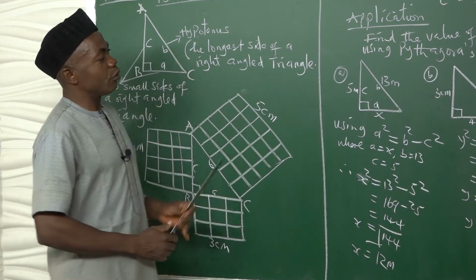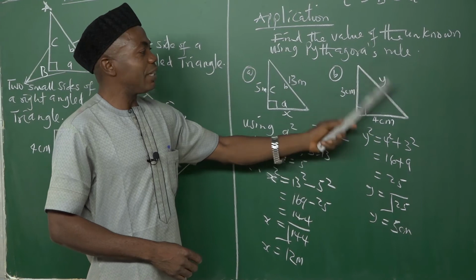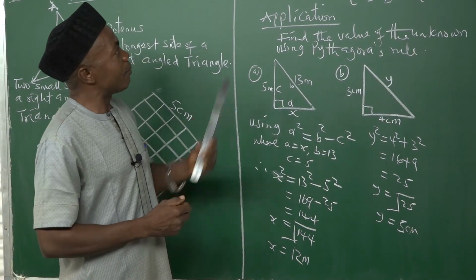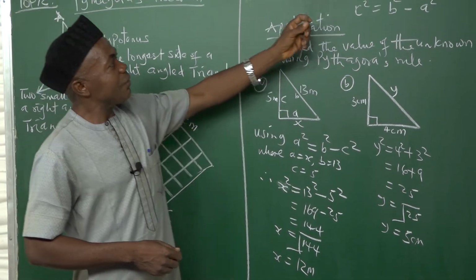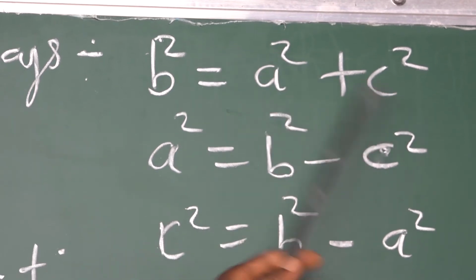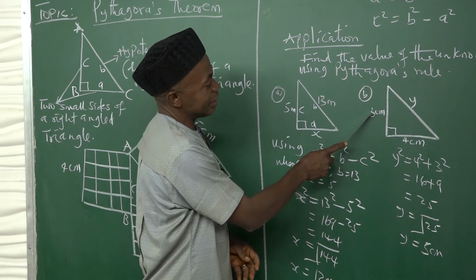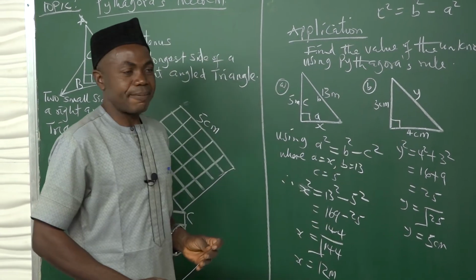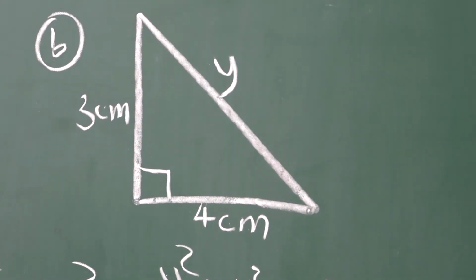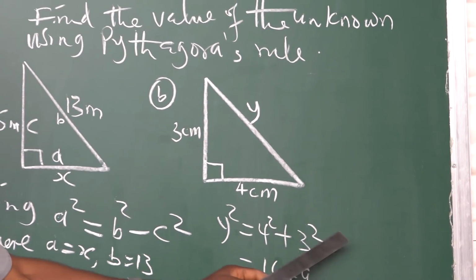Now, let's go to example number 2, where we are asked to find the value of the longest side. This time around, we were told from the onset that the rule says that the value of the longest side is equal to the summation of the squares of the two small sides. The two small sides here are given as 3 centimeter and 4 centimeter. Now we are looking for y. Y has taken the position of B. A is 4 and C is 3, all squared.